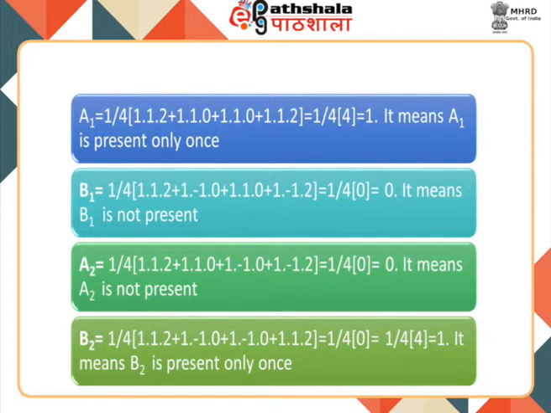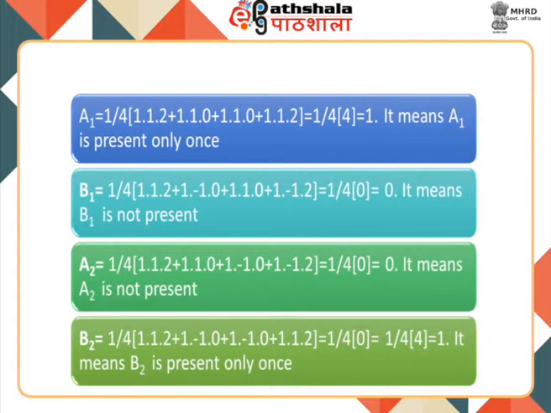Let us check B1. Similarly, it is given by 1/4 times (1×1×2 + 1×(-1)×0 + 1×1×0 + 1×(-1)×2), that is 1/4 times 0, which is 0. It means the B1 mode is not present. Let us go for the A2 mode. 1/4 again within brackets, if we check it, it is again 0. It means A2 is not present.